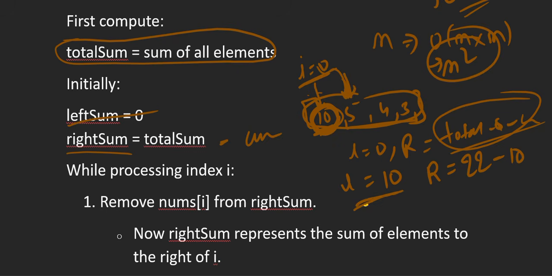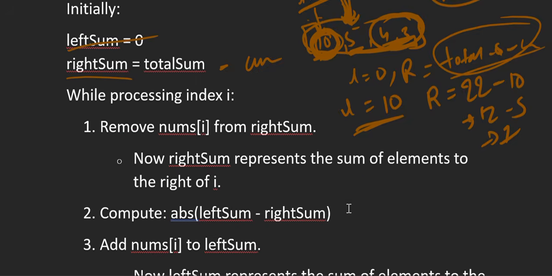So for this element, we get left sum is equal to 10, and right sum is equal to 22 minus 10, that is 12. So when we process this element, we subtract the current element, that is 12 minus 5, that is 7. So we get right sum as 7. Then we take the difference, right? So while we process index i, we remove nums of i from the right sum.